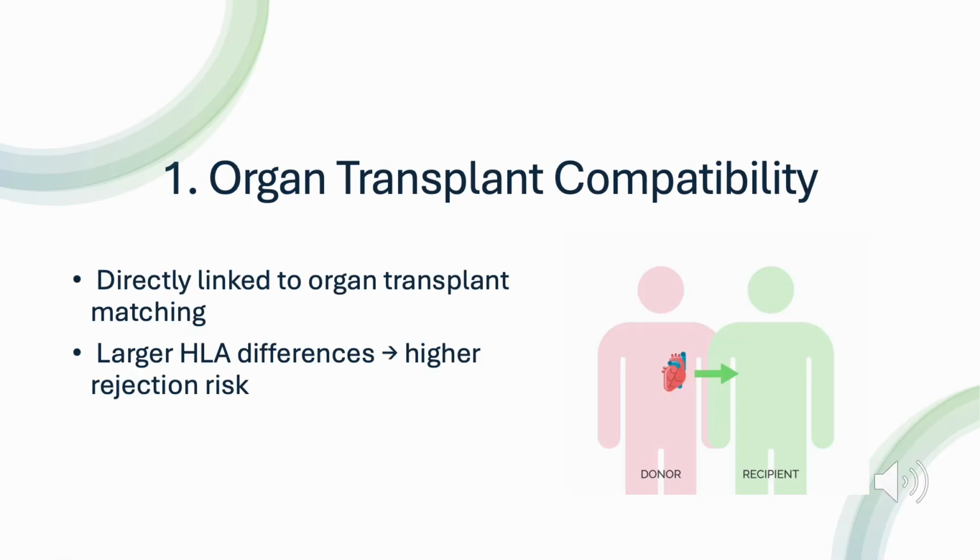MHC haplotypes play a critical role in organ transplantation. When the HLA differences between a donor and a recipient are large, the immune system is more likely to recognize the transplanted organ as foreign, which greatly increases the risk of rejection.